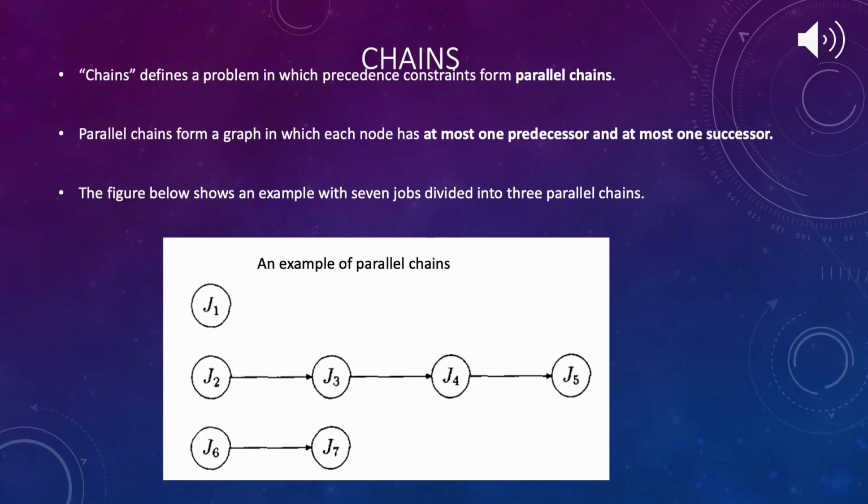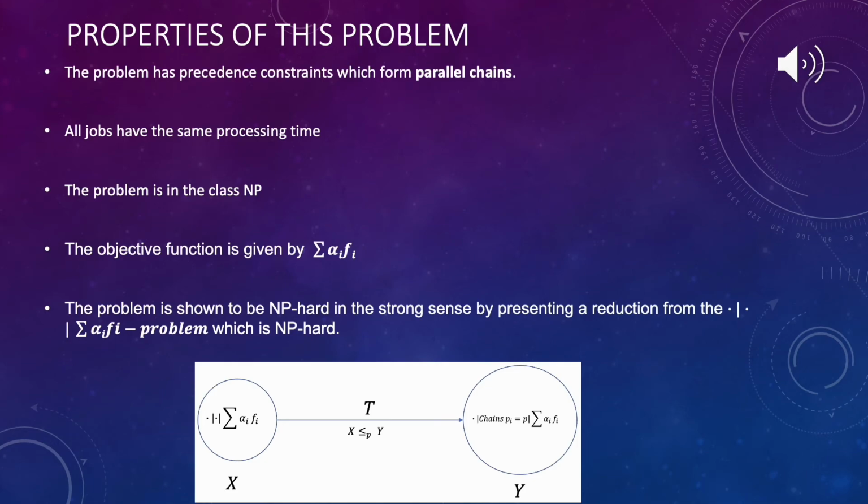So the precedence constraints for this particular problem would result in parallel chains. A chain is simply a form of graph where each node has at most one predecessor and one successor. Okay, so the properties of this problem are shown below. The precedence constraints form parallel chains. All the jobs have the same processing time. The problem is in the class NP, and the objective function is also given below.